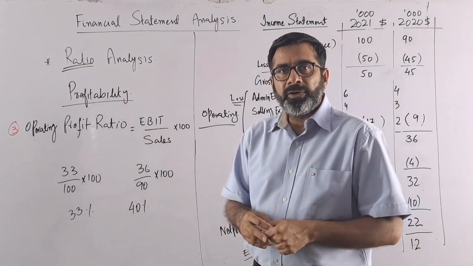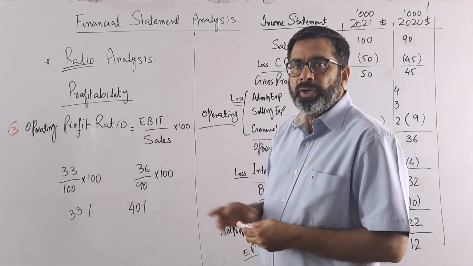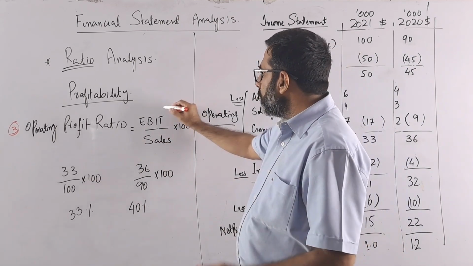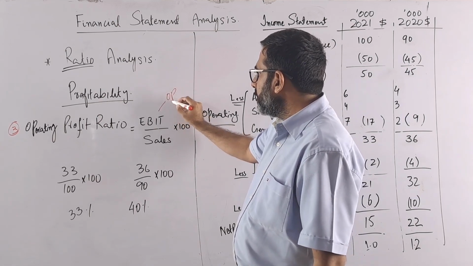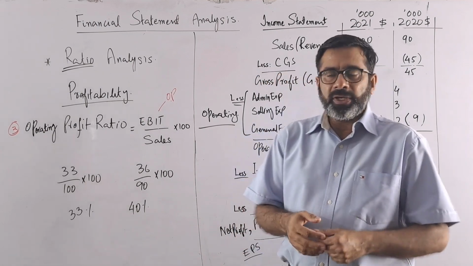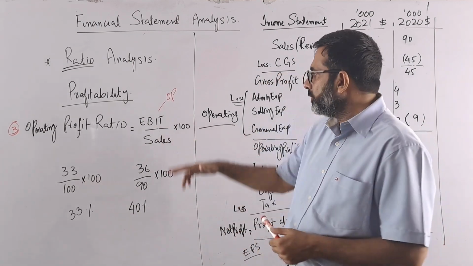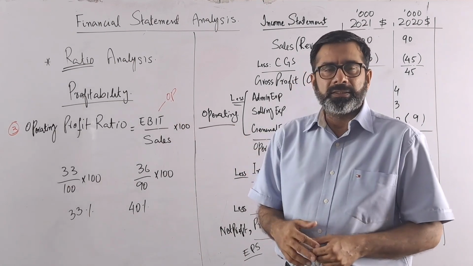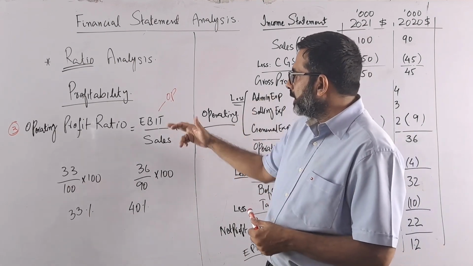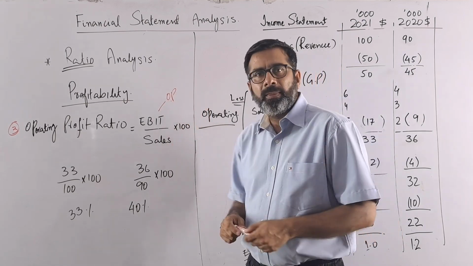So the operating profit ratio formula is very simple. It is the earning before interest and tax, also called the operating profit of the company, divided by sales. If you remember, in the net profit ratio we have net profit divided by sales. In the gross profit ratio, we have gross profit divided by sales. Now in the operating profit ratio, we have operating profit divided by sales, multiplied by 100.